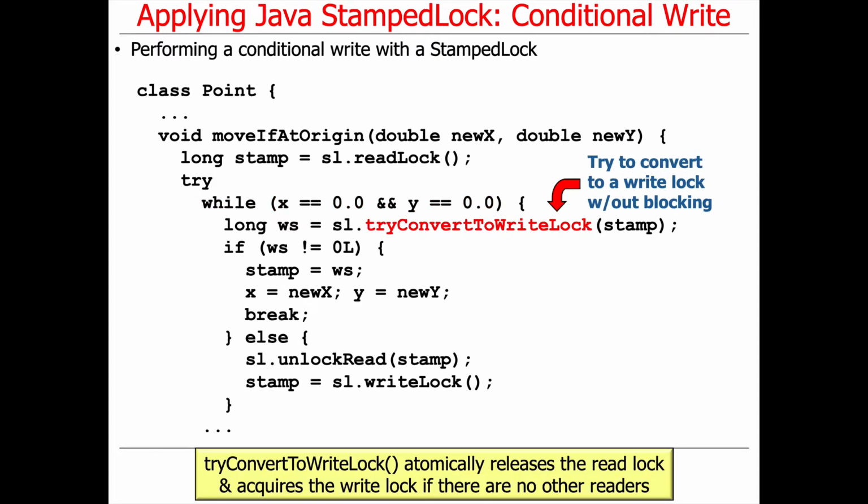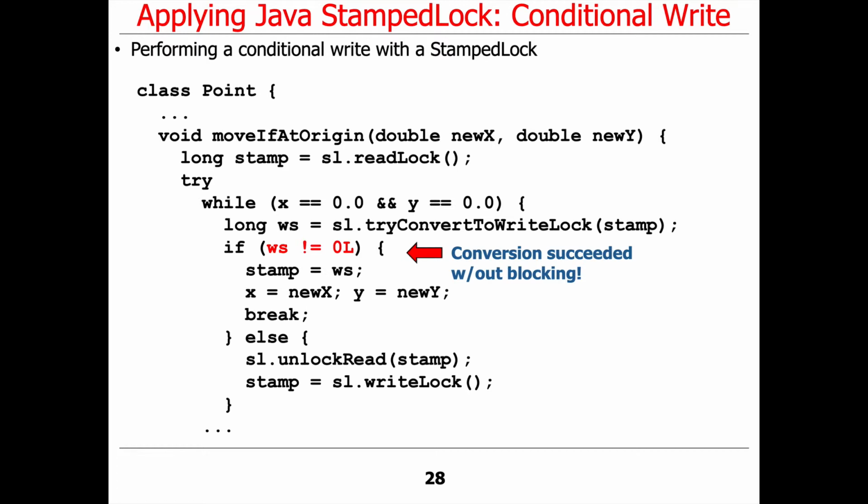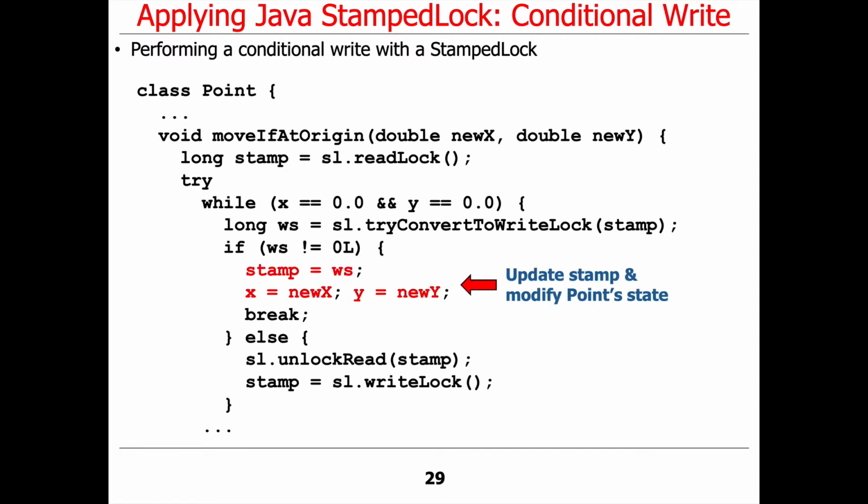We'll then try to convert the read lock to a write lock. This is basically lock upgrading. What happens is tryConvertToWriteLock atomically releases the read lock and then reacquires the write lock if there are no other readers at that point. If it didn't return 0, that meant we were able to do the lock upgrading successfully, in which case we update x and update y, assign the write stamp to the stamp local variable, and break out of this loop.